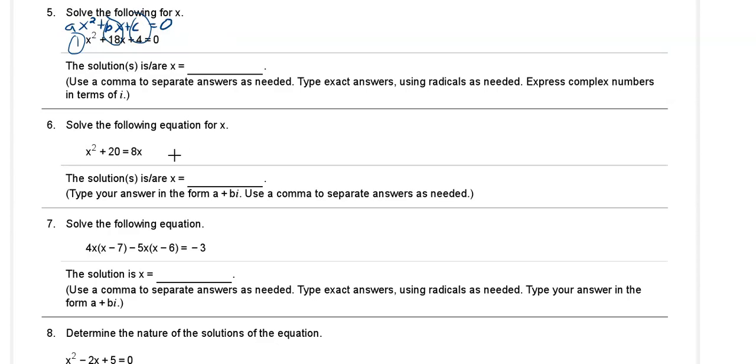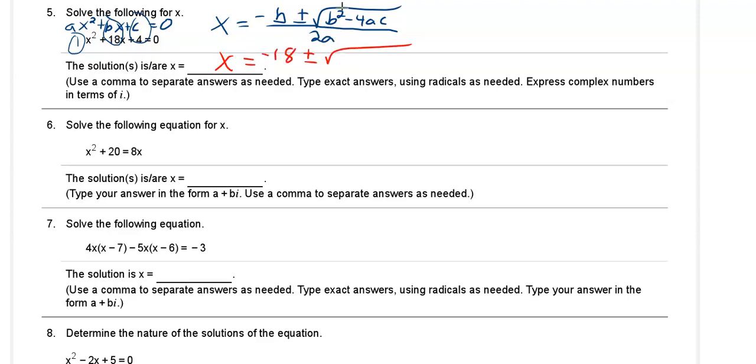And then you take those numbers and you plug them into the quadratic formula, which is negative b plus or minus the square root of b squared minus 4ac over 2a. And so we're going to plug in for b, we're going to plug in 18. So I'll get negative 18 plus or minus the square root of b squared will be 18 squared minus 4 times a, which is 1, times c, which is 4. The whole thing divided by 2 times a, which is 1.